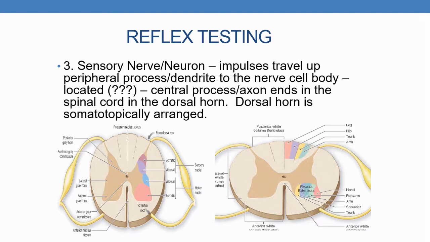The dorsal horn is also arranged such that sensory information coming in from the dorsal root, somatic information, is located more posteriorly, and visceral information is located more anteriorly. In this case, with regards to the bicep reflex, we're talking about somatic sensory information that comes in through the dorsal root to make a synapse in the dorsal horn of the spinal cord.